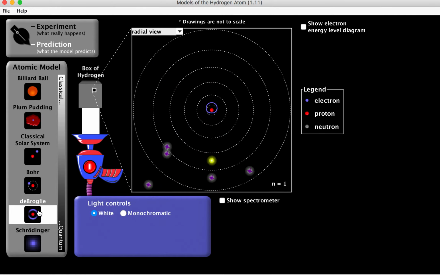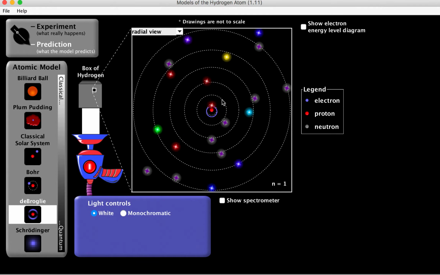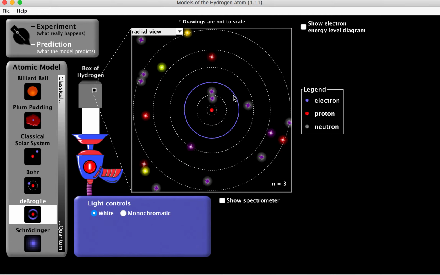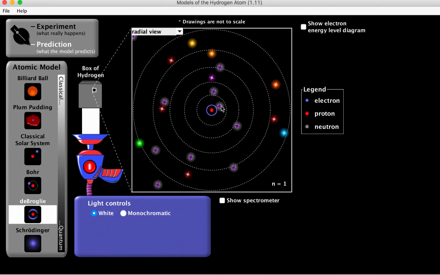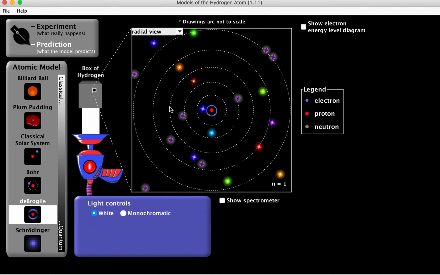De Broglie used waves. This is a standing wave, so it looks a little funny. It's still using the Bohr model, but now there's no more electron as a particle. It's treating an electron like a wave, which is what De Broglie postulated. So this is what it looks like in practice.